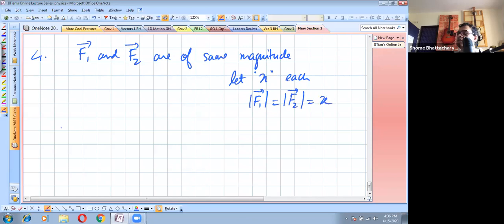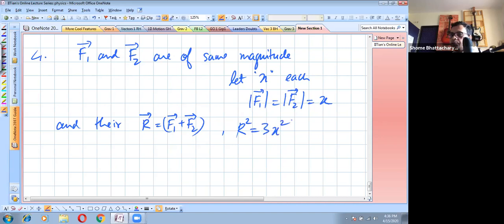Okay. And it's also saying that their resultant, which is nothing but F1 plus F2, is such that its square, now what we mean by square of the resultant is square of the magnitude, is 3 times x square, because the product of their magnitudes is x square. So this is the condition. The resultant is such that R's magnitude whole square is 3 times x magnitude whole square. So from this we have to again find what the angle between the two forces is.